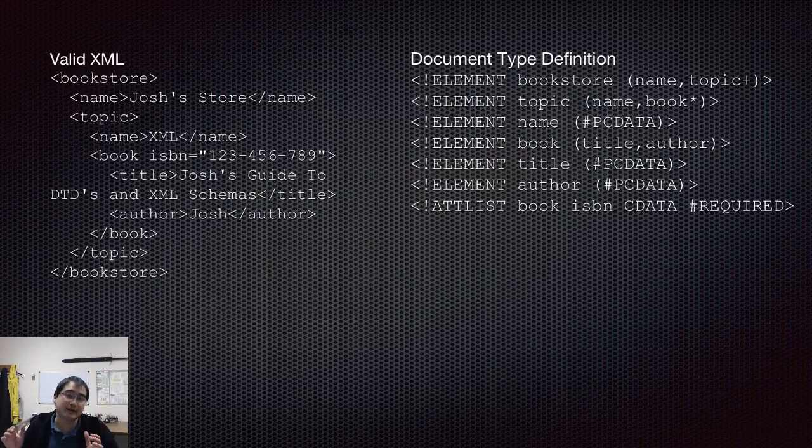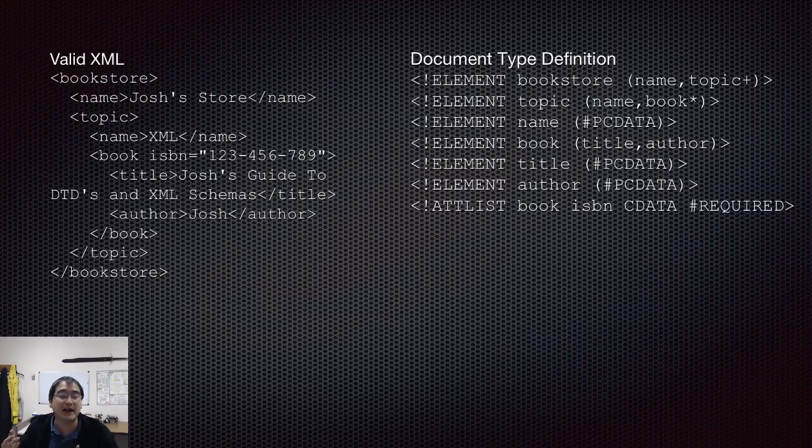Well, in these parentheses, it says what is allowed within a bookstore in actually a kind of interesting form of regular expression. So the first thing should be a name, and then there should be a topic, and that plus sign, once again, like in regular expression, means one or more. So there should be one or more topics within this bookstore element. We also have the topic element. What's allowed within a topic? Well, it needs to have a name, and then it needs to have 0 or more books, denoted by the kleene operator there, the star.